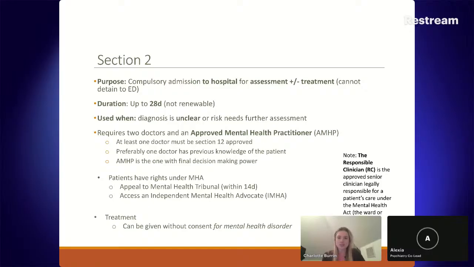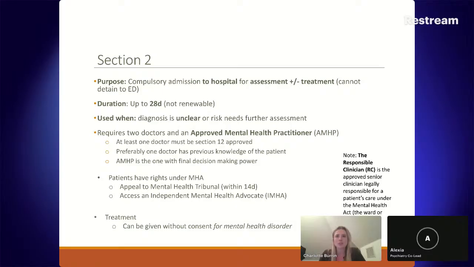Again, you don't need a specific diagnosis for this, but you do have to think that somebody is suffering from a mental disorder. Practically speaking, to detain somebody under Section 2, you need two doctors and an approved mental health practitioner. The approved mental health practitioner, or AMHP, is somebody that has gone through specialist training in the Mental Health Act. Historically, they were often social workers by background, but they can be registered mental health nurses as well, and other disciplines. At least one of those doctors must be Section 12 approved, which just means that they've done a specific course in mental health law. And preferably one doctor should know the patient from a prior acquaintance. That's not a necessity, but it is a preference.